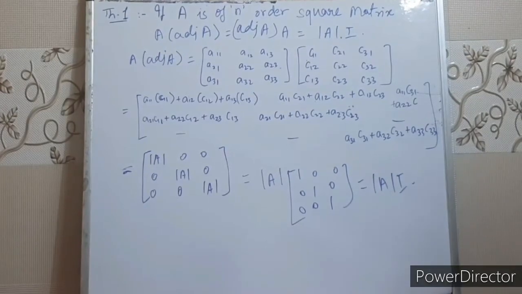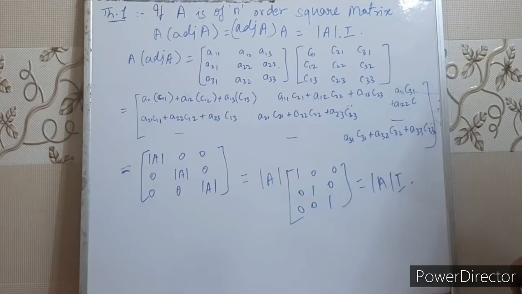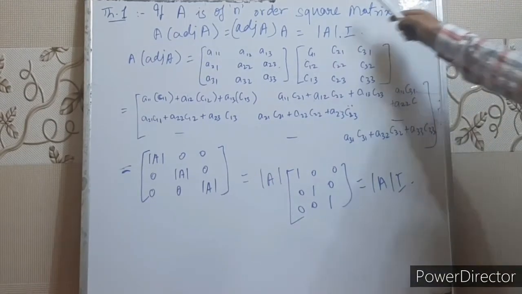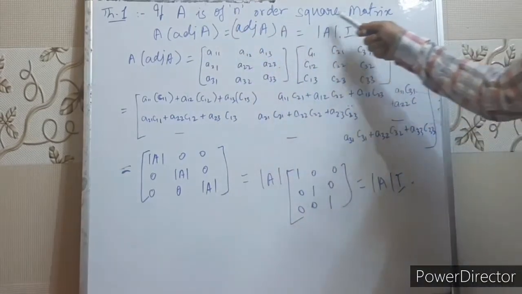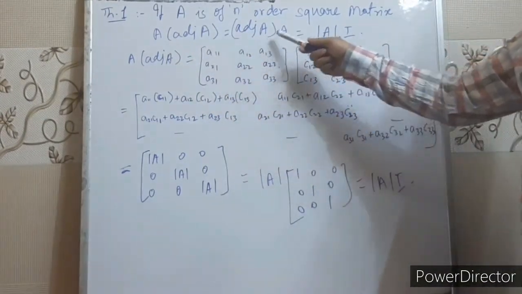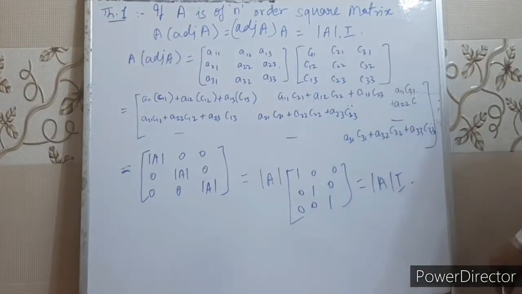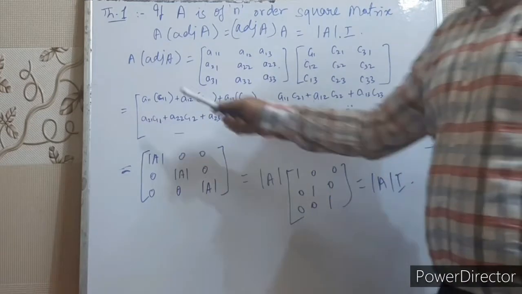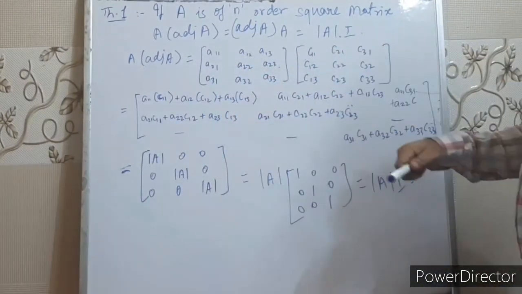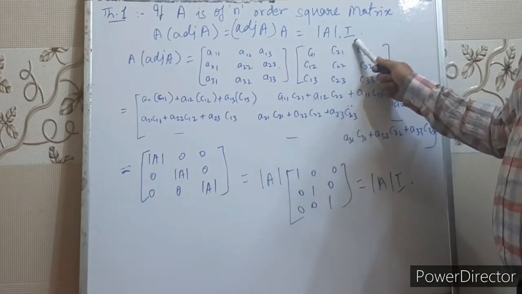Now, children, there are a few theorems which are very helpful in solving sums. Let's see theorem 1. It says that if A is a square matrix of order n, then A into adjoint A equals adjoint of A into A equals determinant of A into the identity matrix. Right, children? So we will try to prove this, starting from the left side, to reach the right-hand side, determinant of the matrix into I.